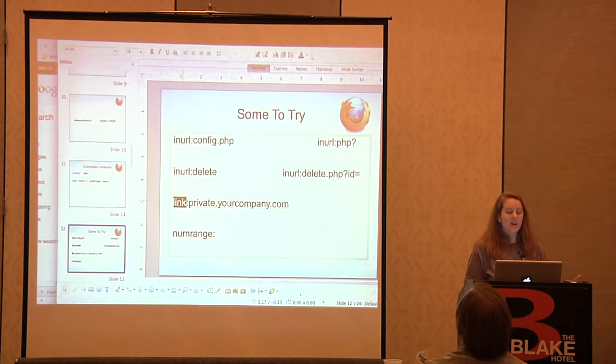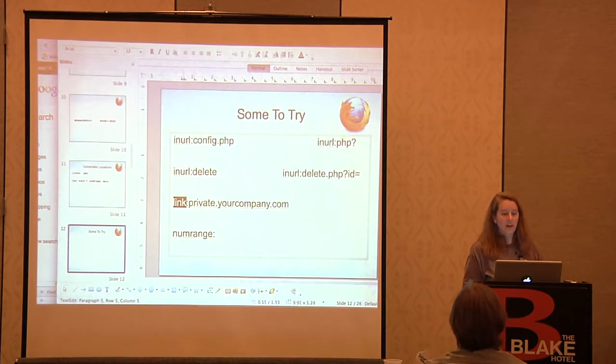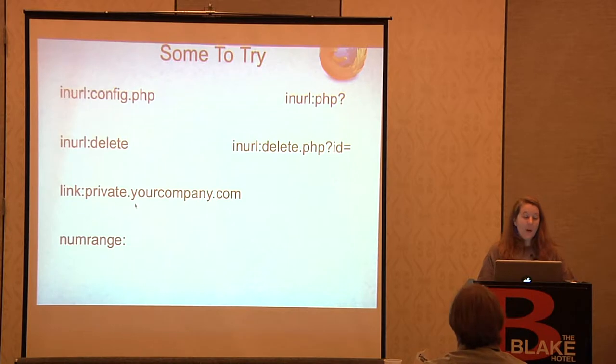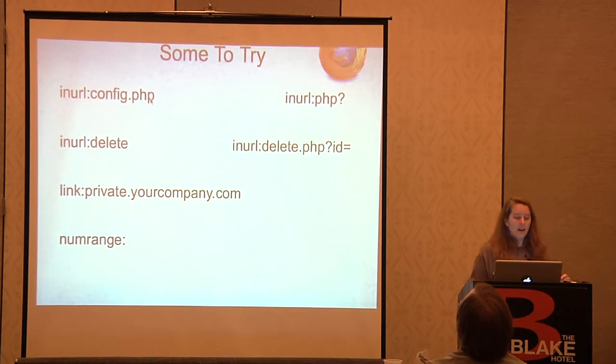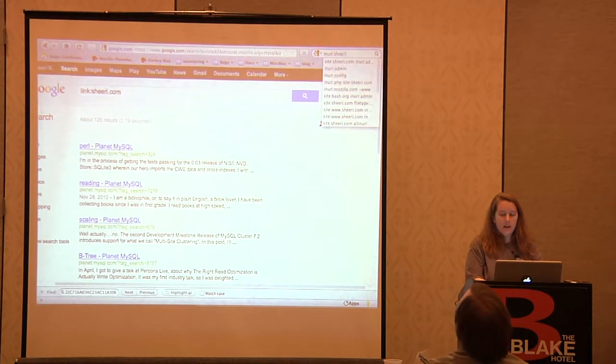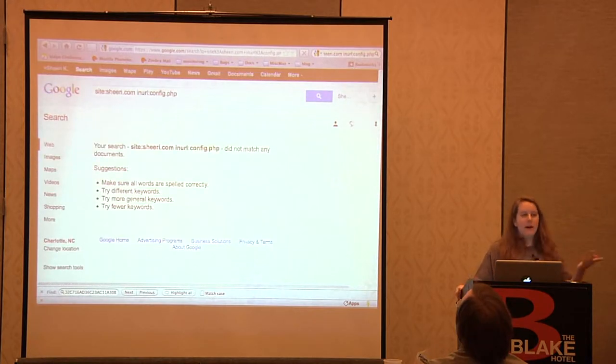So you might want to use inurl to see if Google's indexed it, but even more important, what employee is putting stuff on some web page that they think is not indexed by Google? And numrange also works as well. So inurl:config.php, right? That would be really useful. Let's see if I have anything like that. inurl:config.php with site:Sheeri.com, and there's no matching document.